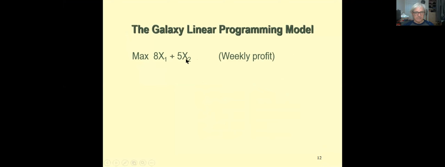This function is the profit function to be maximized. 8 and 5 are the profit per dozen of each product, and X1 and X2 are the number of dozens of each product produced.